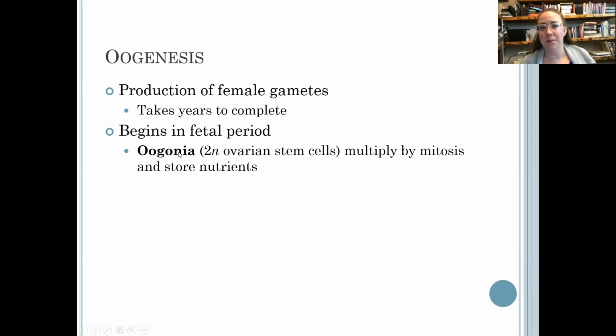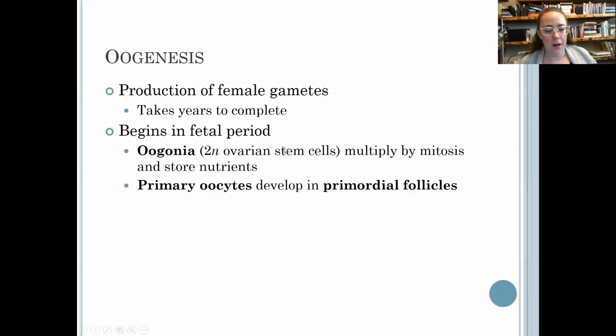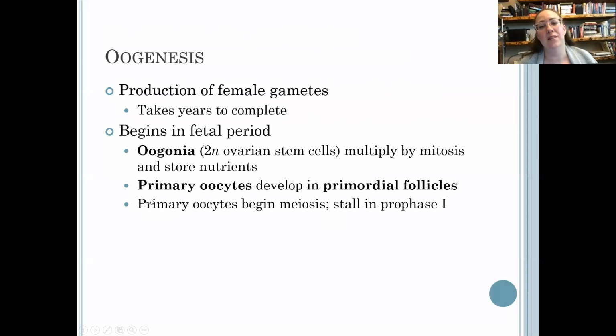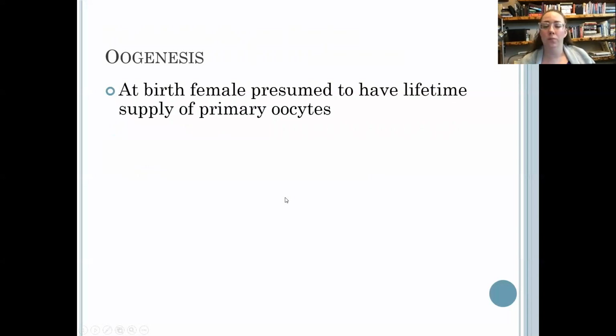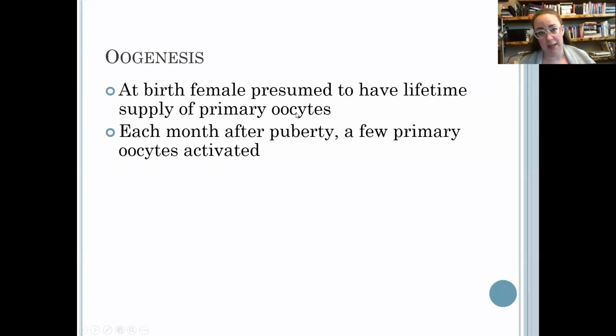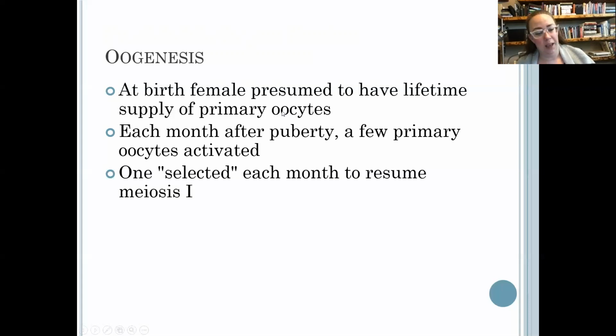So oogonia, those are the stem cells that give rise to the developing eggs. They undergo mitosis, and it's kind of like the type A and type B that we saw in the sperm. So it'll give rise to a primary oocyte that will develop from those primordial follicles. And those primary oocytes begin the meiosis event, and they stall in prophase 1. So they hang out there for years, right? At birth, we're going to presume that we have a lifetime supply of primary oocytes, and then after puberty hits, a few of those primary oocytes that are stalled in prophase 1 resume, right?